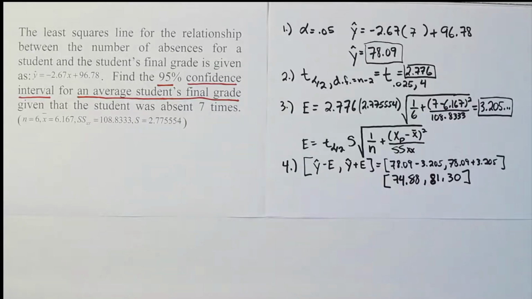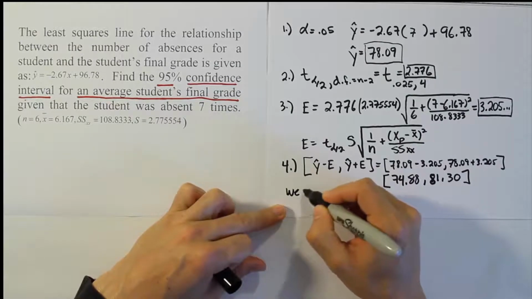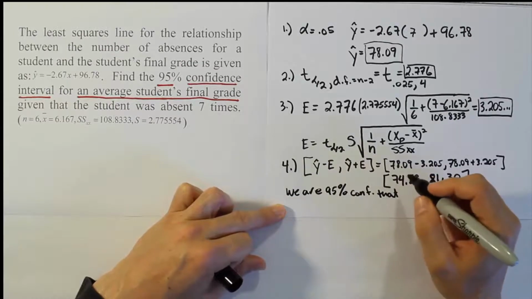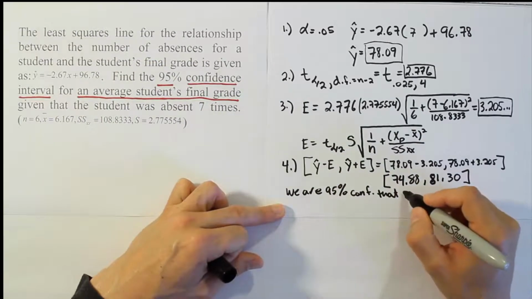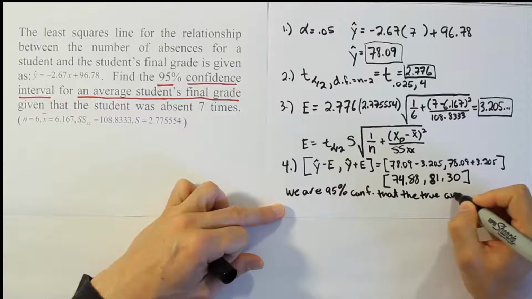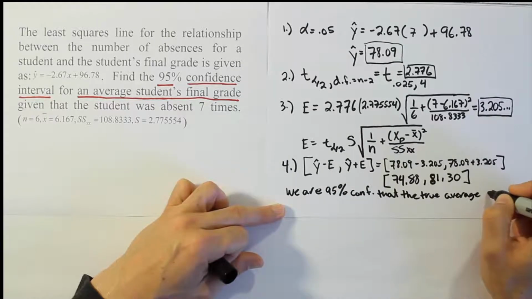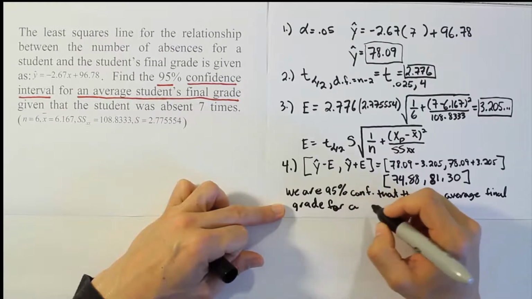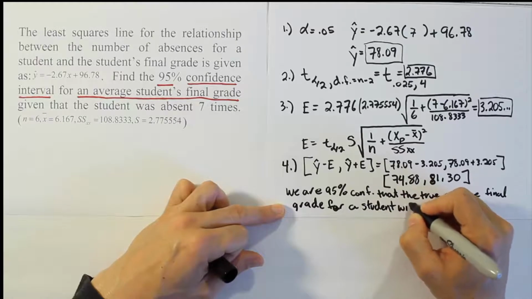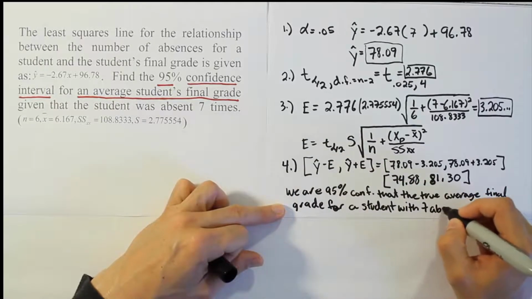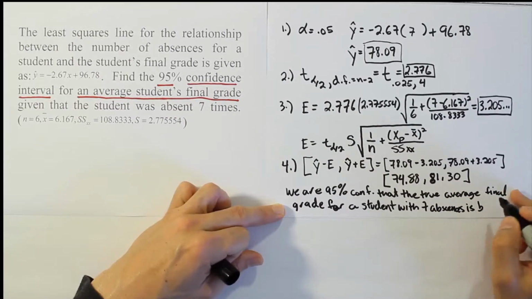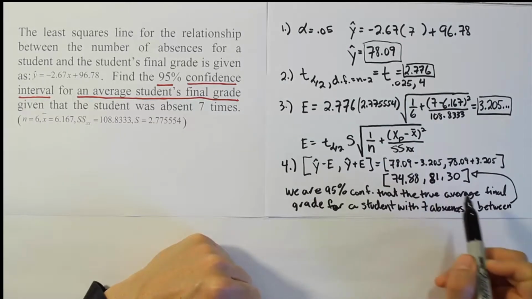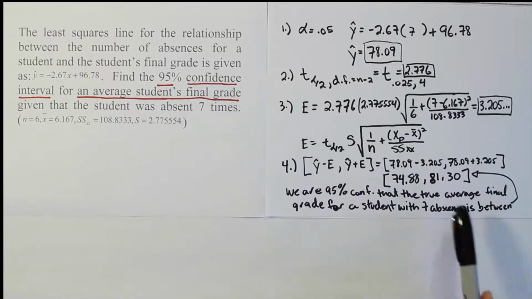And the way we interpret this is very simple. We say that we're 95% confident that the true average final grade for a student with 7 absences is between 74.88% and 81.30%. So again, it's important that we're saying their true average final grade, right?